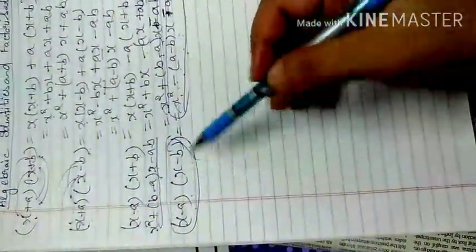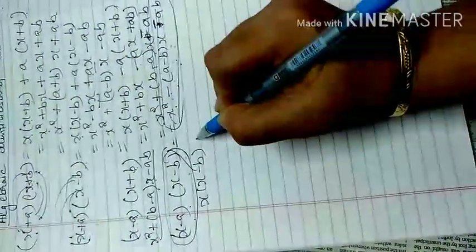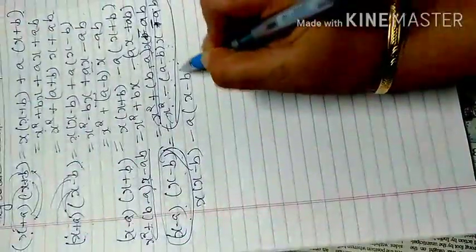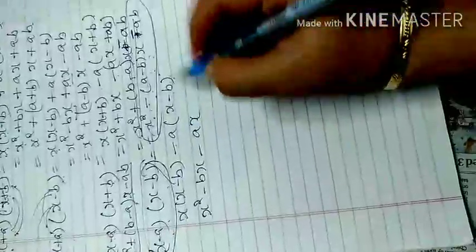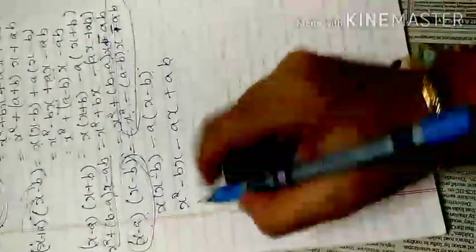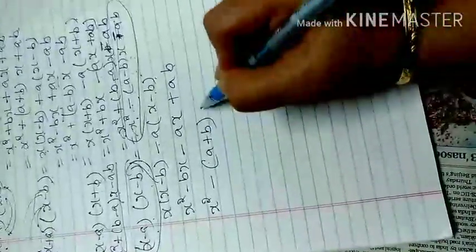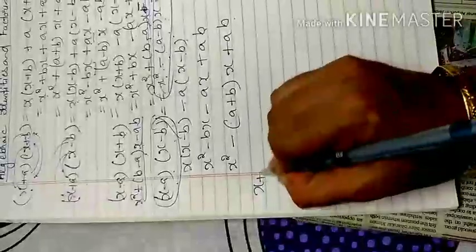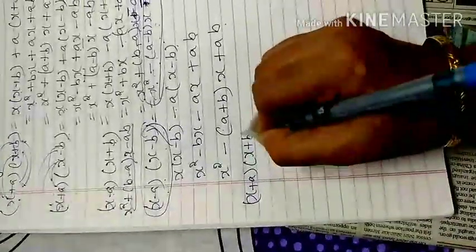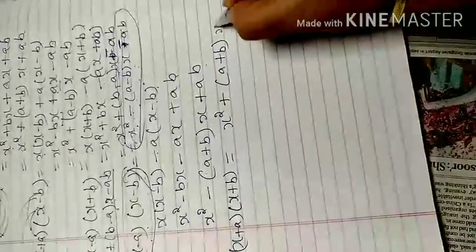So if x minus a and x minus b is there, first x multiplies x minus b, then minus a multiplies x minus b. When you multiply, x square minus bx minus ax, and negative into negative gives positive. When you take the negative sign common, what is left is a plus b x plus ab. So that is my required formula. Ultimately, if you multiply x plus a and x plus b, the shortest form of the formula is x square plus a plus b x plus ab.